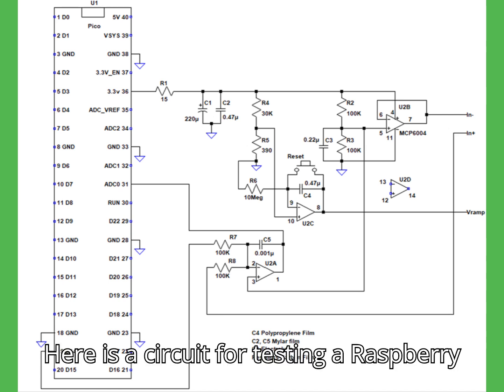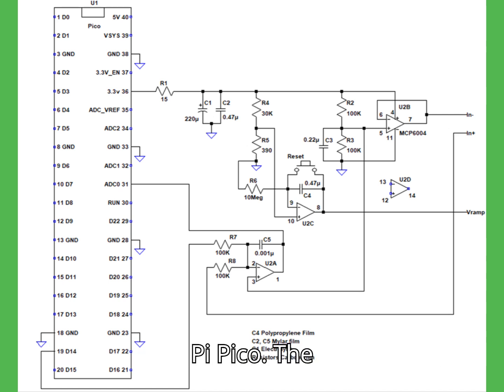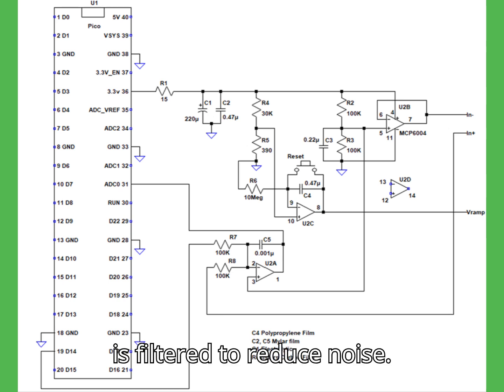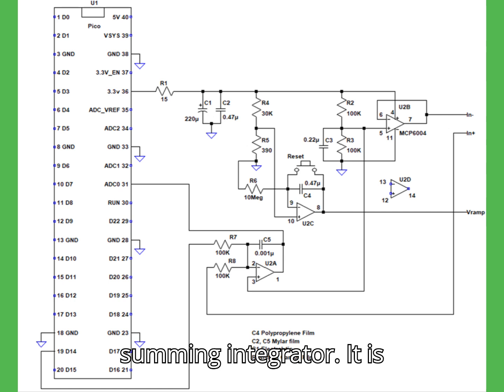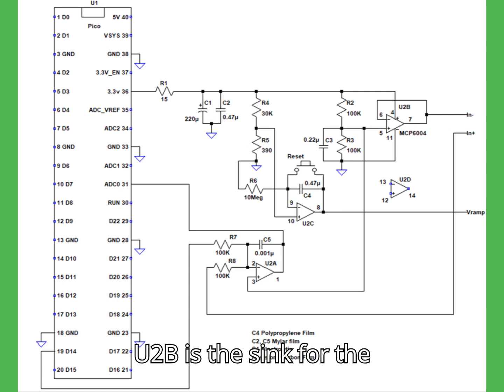Here is a circuit for testing a Raspberry Pi Pico. The 3.3 volt regulated out is filtered to reduce noise. U2A is the analog summing integrator. It is biased at 1.65 volts for bipolar inputs. U2B is the sink for the negative input. U2C is a ramp generator used to test linearity.